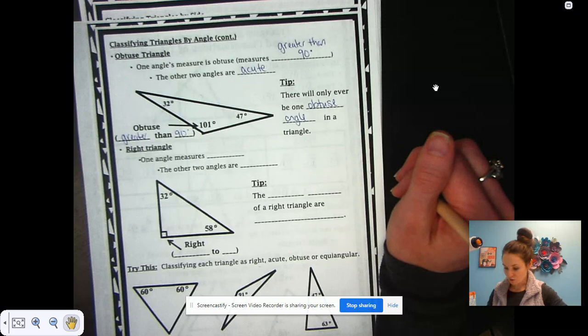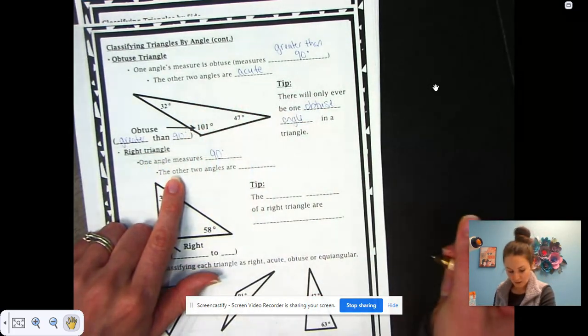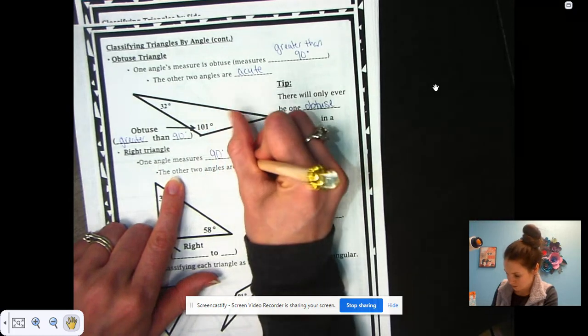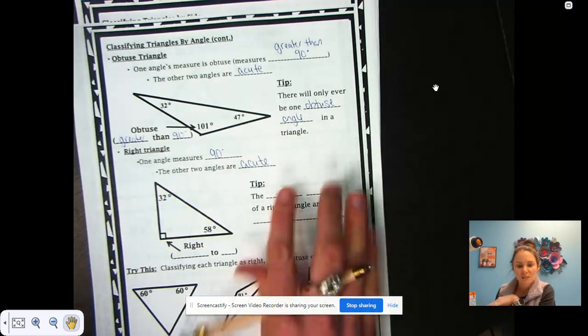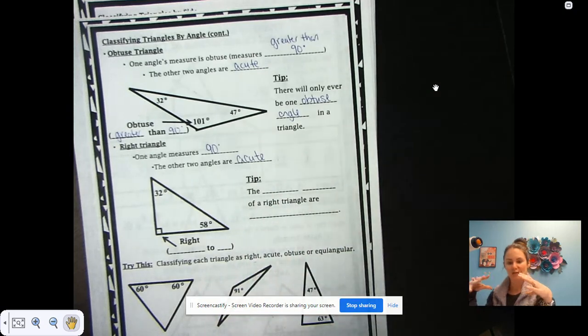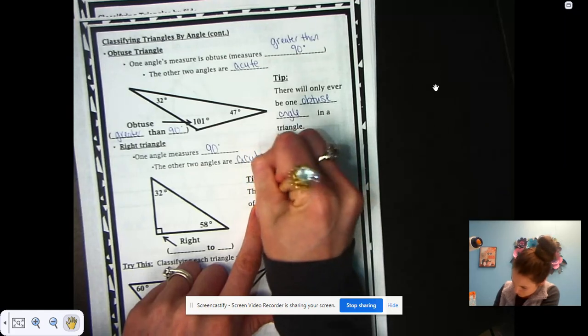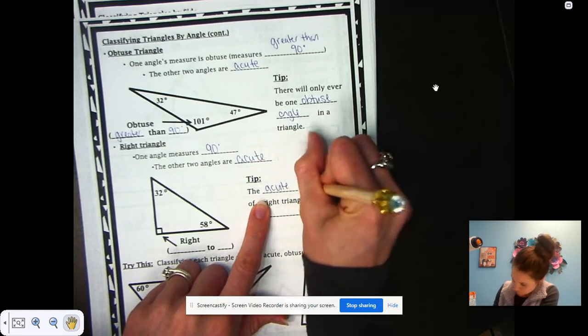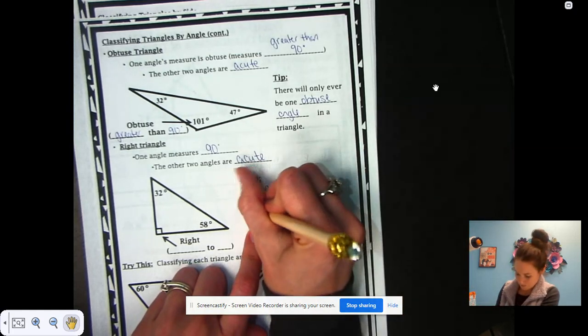Right here, the right triangle: one angle is going to measure 90, and the other two angles are acute. This tip section says the acute angles of a right triangle are complementary, which means both of those angles come together and equal 90 degrees. So we're going to write that out here: the acute angles of a right triangle are complementary.